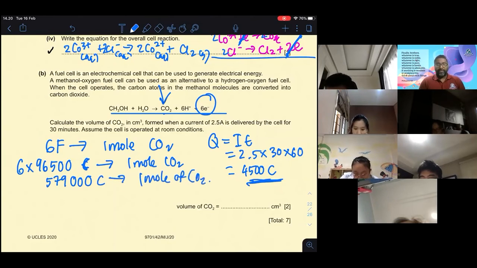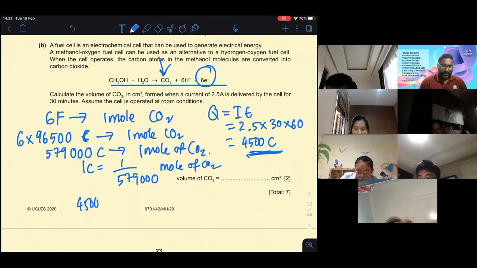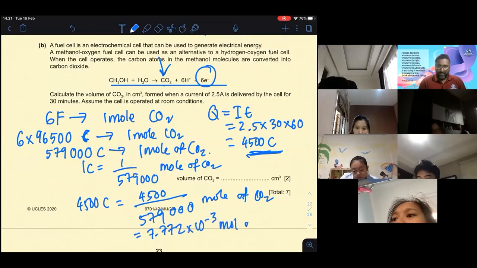I want for 4,500 only. So 1 coulomb is 1 divided by 579,000 mole of CO2. So I want 4,500. So 4,500 coulombs, you times this, 4,500 divided by 579,000 mole of CO2. You will get 7.772 times 10 negative 3 mole of CO2.